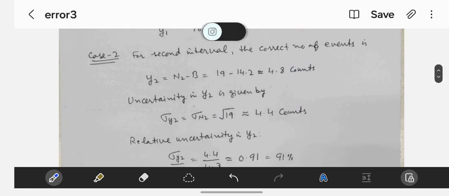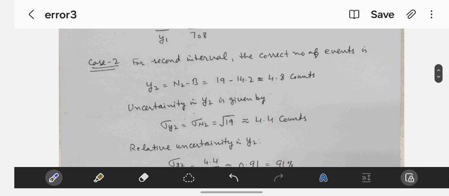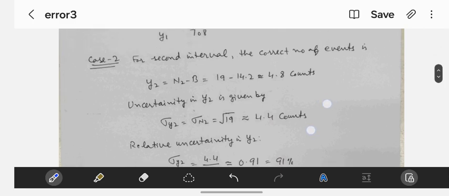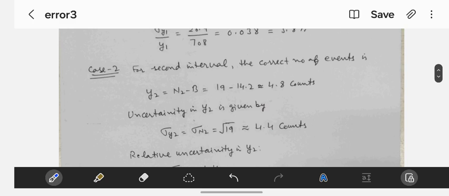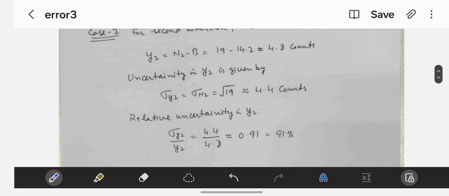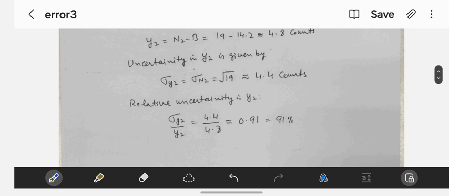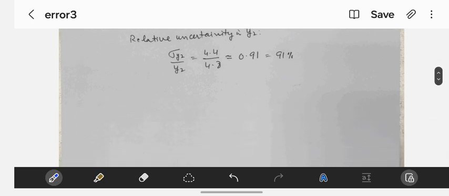For the second interval, the correct number of events in y2 is n2 minus b, just like in the first. 19 minus 14.2 will give you 4.8 counts. The uncertainty will be root of the total number of counts, that is 4.2, root 19. Now the relative uncertainty in y2 will be sigma y by y, just the same as for the first.